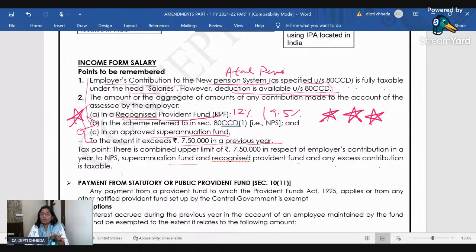See, RPF has its own limit. If you contribute up to 12% of basic and DA, okay, beyond that it will be taxable. This 80CCD pension scheme has its own limit. Superannuation fund has its own limit. But put together, the employer cannot contribute more than 7,50,000 in a single year. So if it is disallowed this way, separately again it won't be disallowed. If you remember this for limits and MCQs, it would be more than enough.